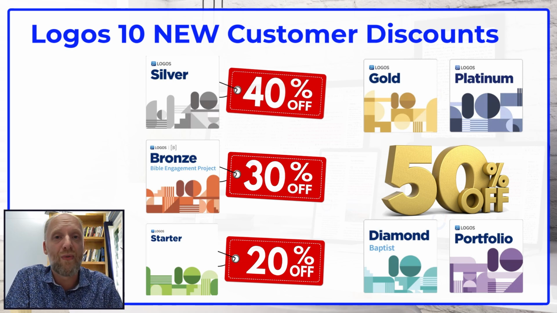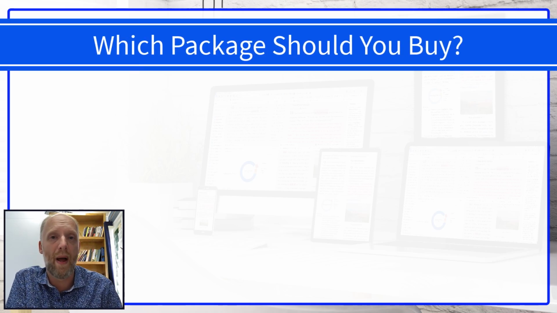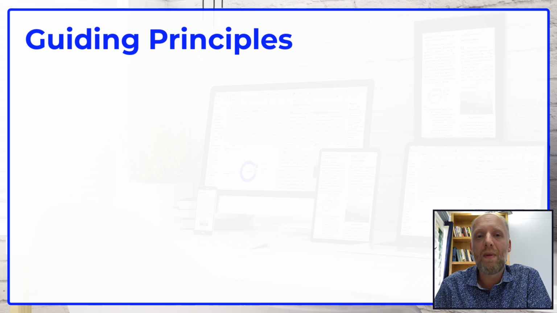When I bought Logos 5 portfolio more than 10 years ago, I got a 30% academic discount. So I paid $3,500. Now you pay even $1,000 less than that. So congratulations. The big question of every watcher of this video, of course, is which package should I buy? And the answer depends on the situation, and the situation will be different for every person. So let me give you a few principles that should guide your purchase.